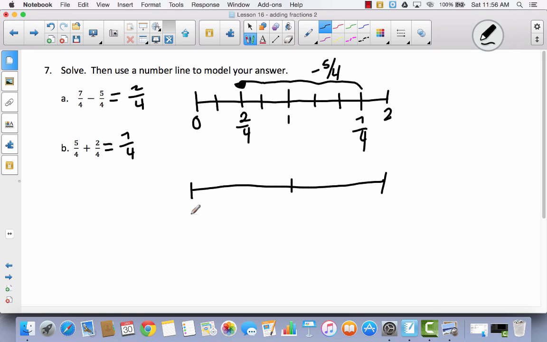So our number line is going to look exactly the same. I have 0, 1, and 2, and I'm going to divide these into fourths. And I'm going to start at 5/4. So this is 1/4, 2/4, 3/4, 4/4, 5/4 fourths, but this time I'm going to go forward 2 fourths, just like this. So I'm adding 2 fourths, and I end up at 7 fourths. So when you're modeling addition, you're going forward on the number line. When you're modeling subtraction, you're going backwards on the number line. And we're going to be talking more about adding and subtracting fractions in lesson 17.